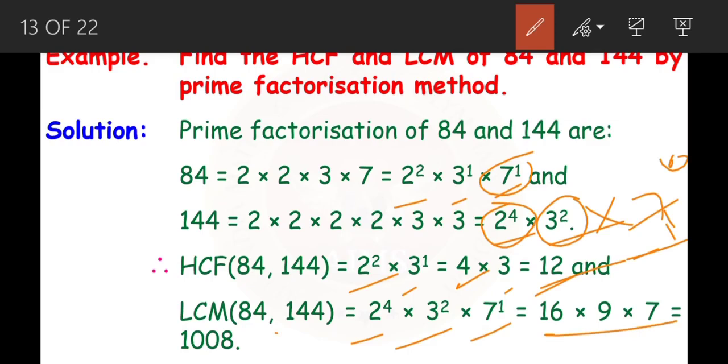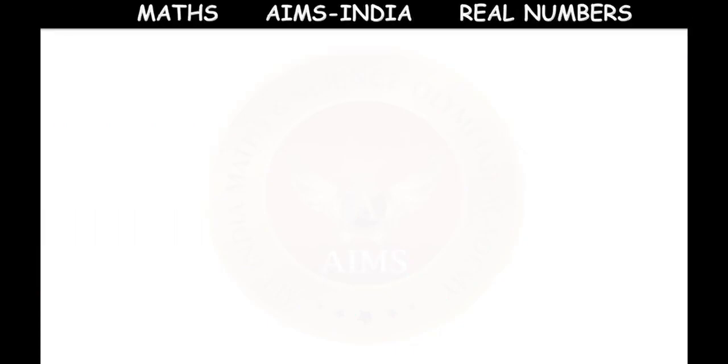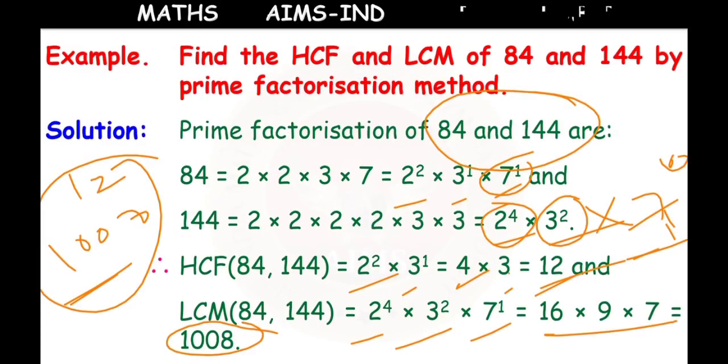If we multiply, what will we get? 1008. According to the relationship, here the HCF is 12 and the LCM is 1008. If we multiply both these numbers, this value will be equal to the product of 84 and 144. Okay, children, like that we can find it with the prime factorization method, or we can prove it with the HCF and LCM relationship method.